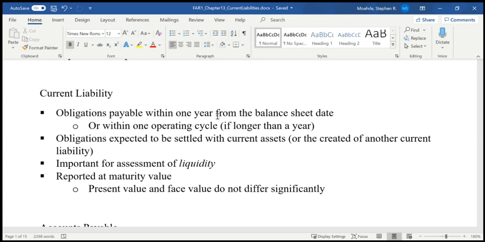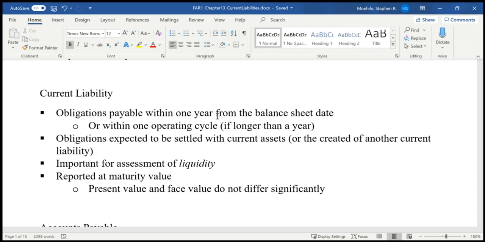These are obligations expected to be settled with current assets or possibly another current liability. Current liabilities are important for assessment of liquidity. In liquidity assessments and financial analysis, analysts are going to compare the total current liabilities with the current assets. Essentially, that is the amount of assets that will turn into cash within the next year that are available to pay the current liabilities, the amounts we'll owe in the next year.